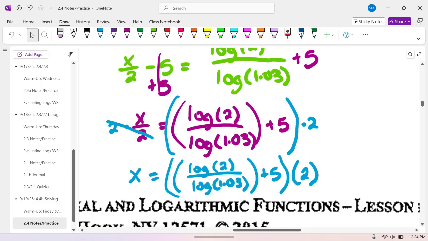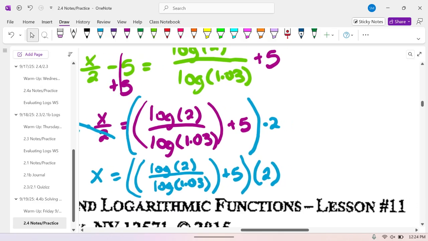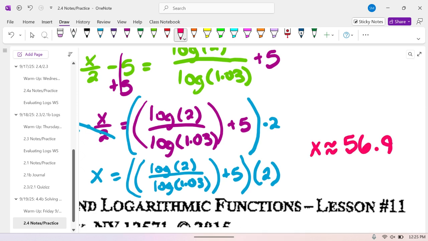So Dylan L, what is my approximate answer to 2 decimal places? Right, it'll be approximately 56.90 or just 56.9. Now again, since that one was so messy, you could have also plugged that into Desmos, found the point of intersection to check it. All right, so when in doubt, check it in Desmos. Okay. All right, you're going to take your 5-minute break. I want you back in this room by 12:30.